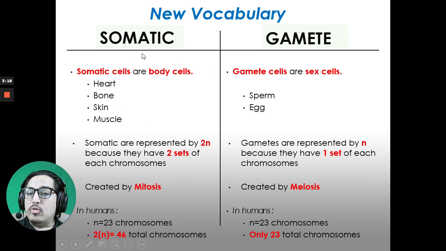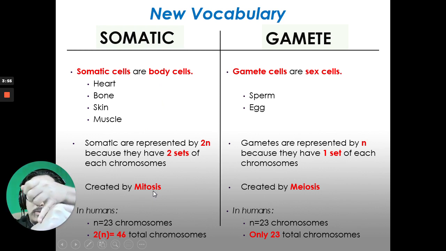Now, what you need to know about somatic cells for the purposes of this is that they're going to be represented by 2N. So the N is going to be like an X, okay? It's like a little formula I'm going to teach you. 2N is just going to be twice whatever number N represents, because they have two sets of chromosomes, right? So somatic has 2N, two sets of chromosomes. Now the process, the cell division that makes somatic cells is called mitosis. This is the one that we talked about.